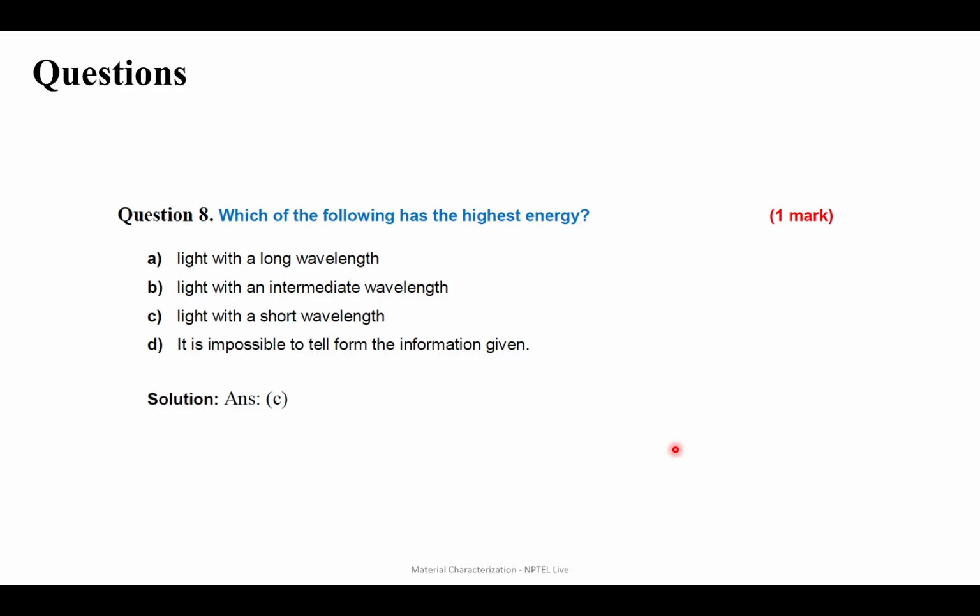That is correct. Light with a short wavelength will have the highest energy because energy is inversely proportional to lambda. So lower the lambda, higher the energy.